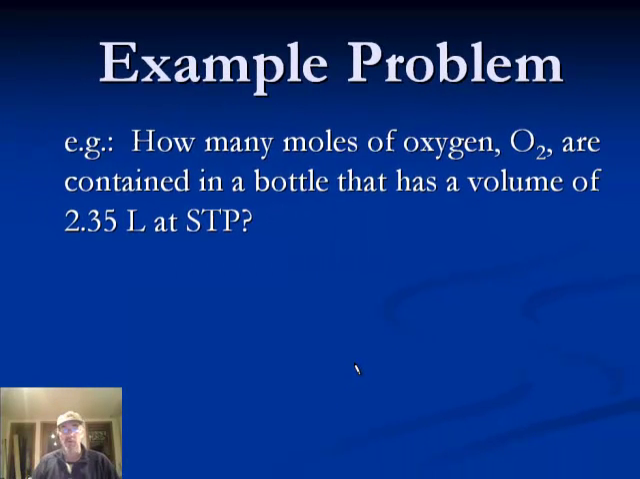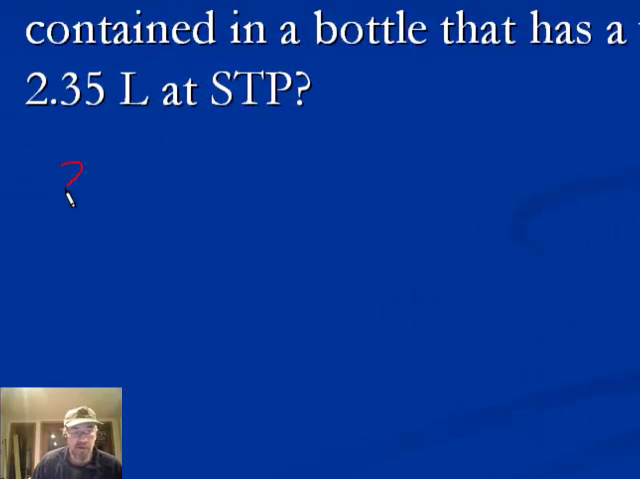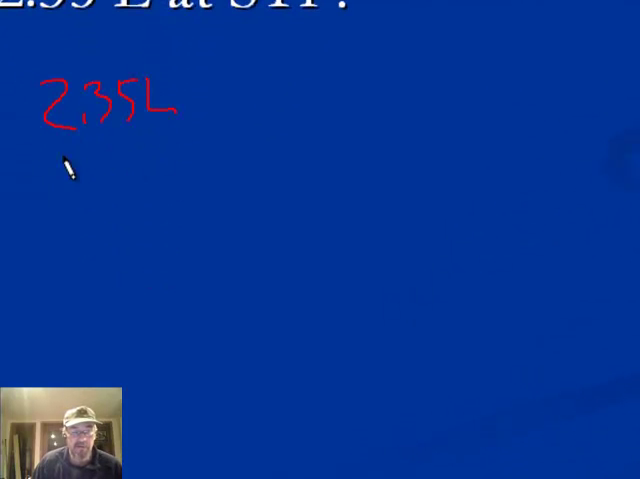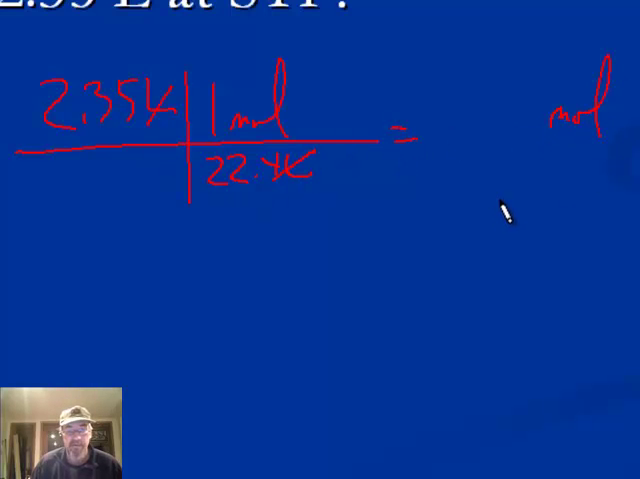So if we were to solve this problem, the question is asking how many moles of oxygen are contained in a bottle that has a volume of 2.35 liters at STP. Well, here's what you could do. Starting out with 2.35 liters, knowing that we're at STP, we have 22.4 liters for every 1 mole. So liters will drop out, and this will tell us how many moles are in there. Do the arithmetic, you get 0.105 moles.